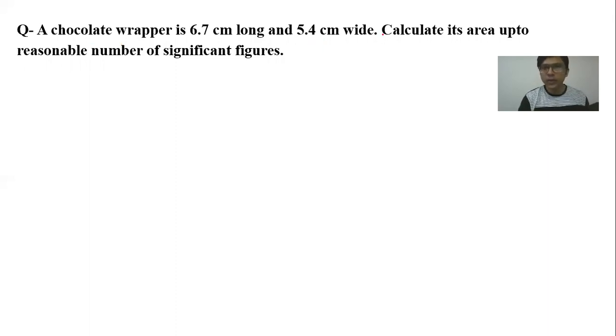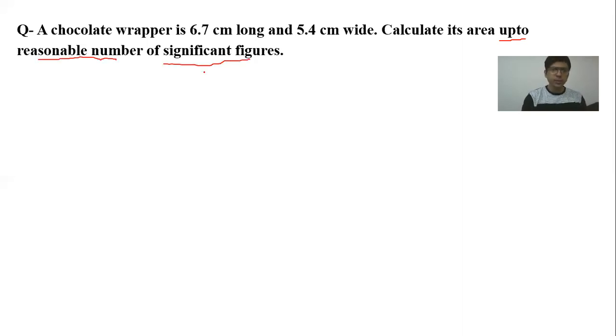What we have to do is calculate its area. For this you have to remember the formula for the area: length into breadth, because here we are talking about a rectangular shape. For rectangles, the area is length into breadth. So we will find the area for this chocolate wrapper with the help of the formula length into breadth. But they have put one condition for this question, which is up to a reasonable number of significant figures.